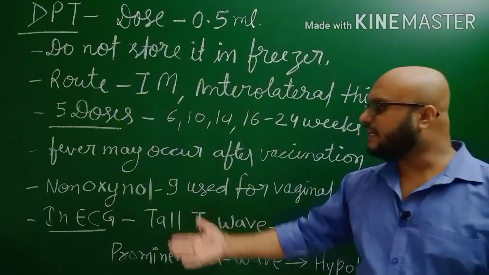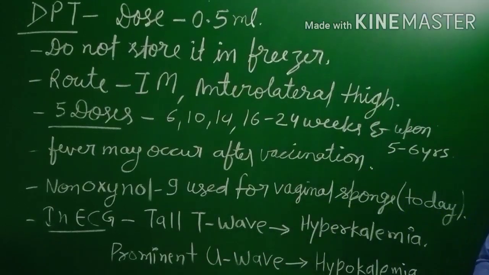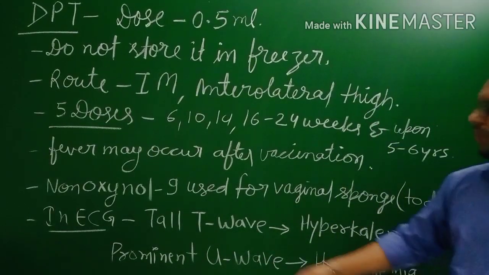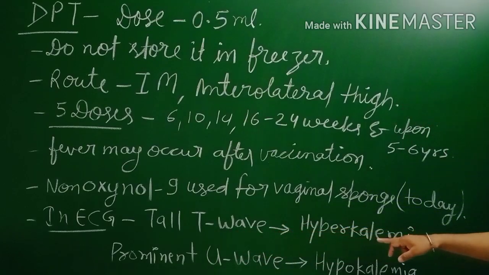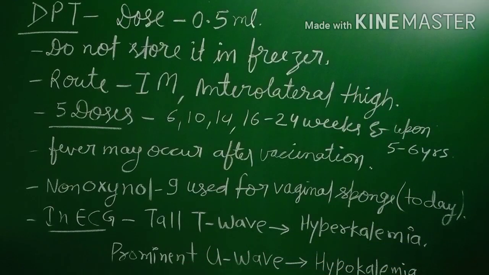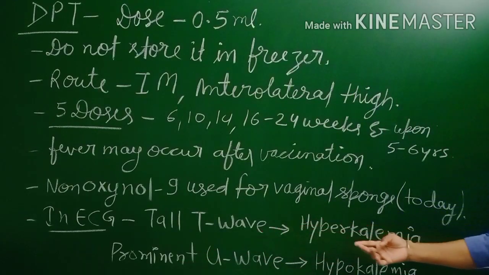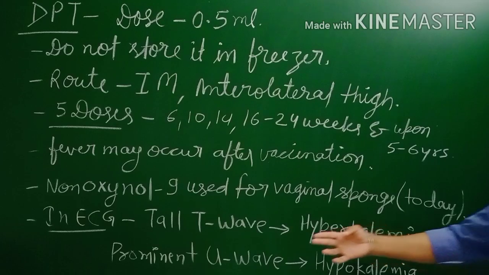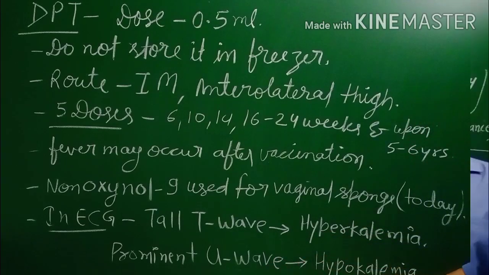Let's talk about the electrocardiography, ECG. If in ECG you see a tall T wave, it indicates hyperkalemia. If you see a prominent U wave, it denotes hypokalemia. Tall T wave is seen in hyperkalemia, prominent U wave is seen in hypokalemia.